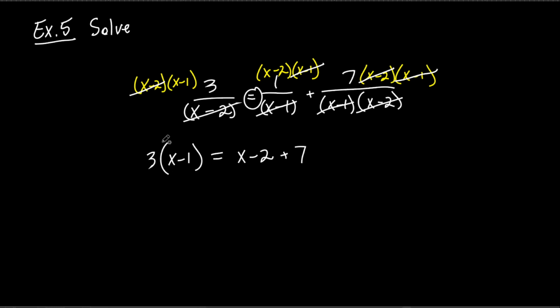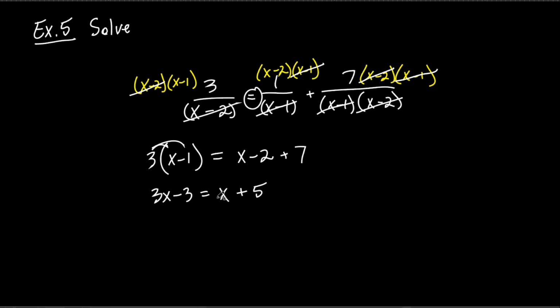So let's do this. What do we do here? Distribute. So I got 3x minus 3. Let's do a little simplifying here. What am I going to get over here? It's negative 2 plus 7. It's plus 5, right? What? Negative 2 plus 7. I just did negative 2 plus 7. Just arithmetic. Thank you.